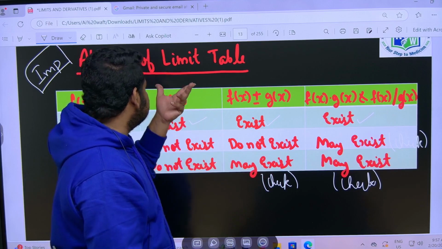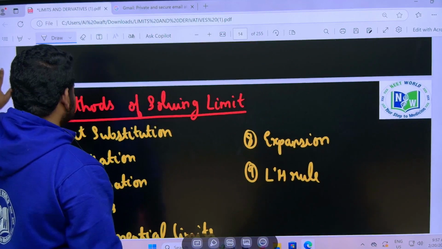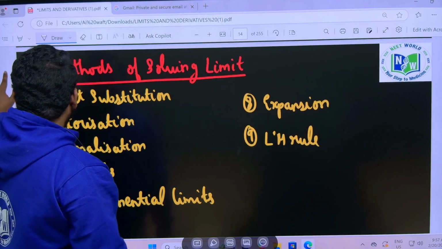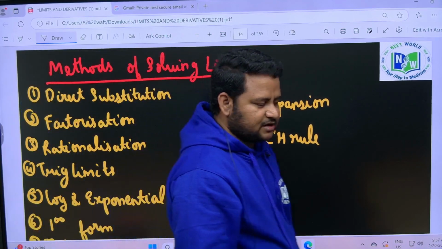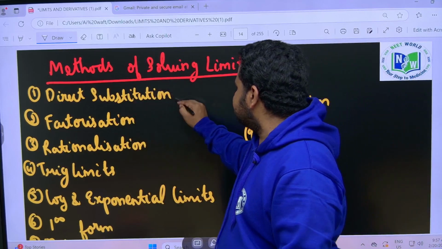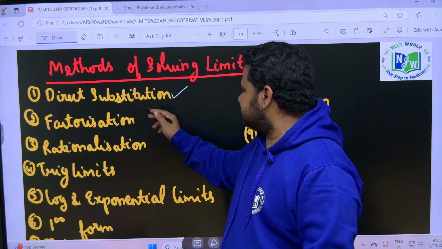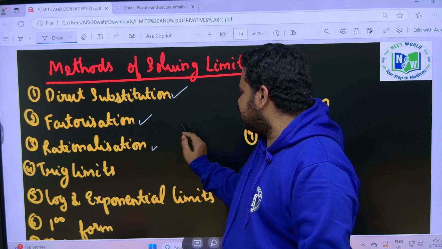This is the interpretation of the algebra of limits table. This will be useful when we solve questions. Now we are going to see how to solve limits. There are various methods of solving limits. First one is direct substitution. Next is factorization. Next is rationalization.